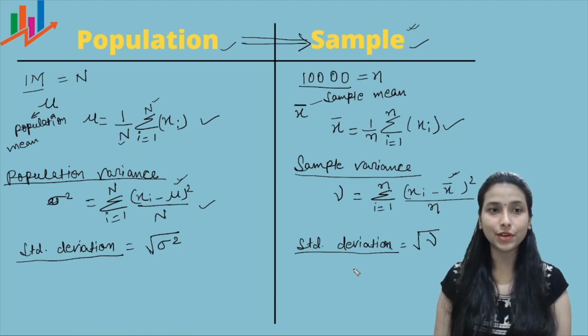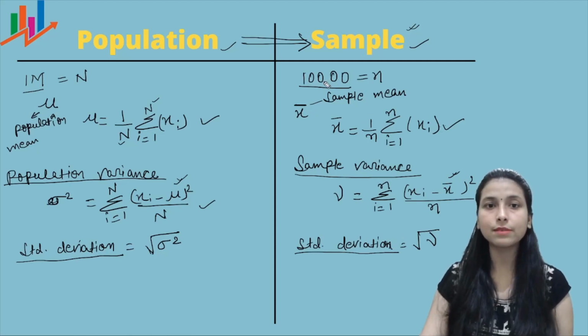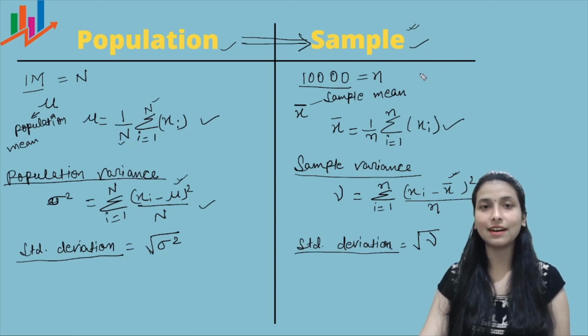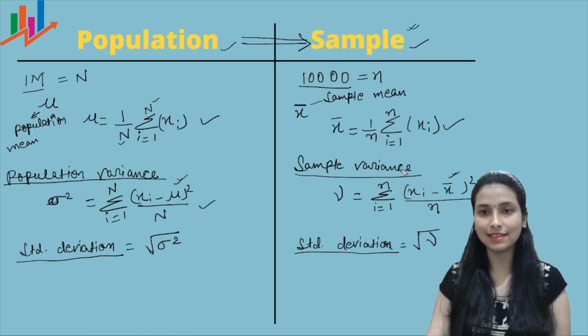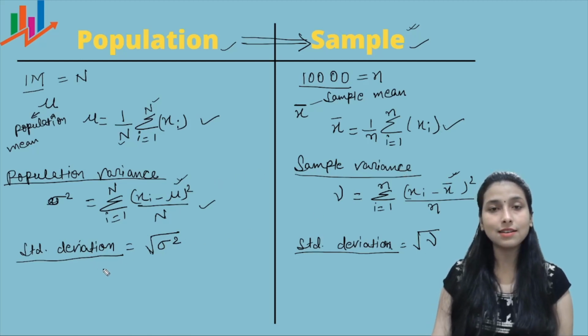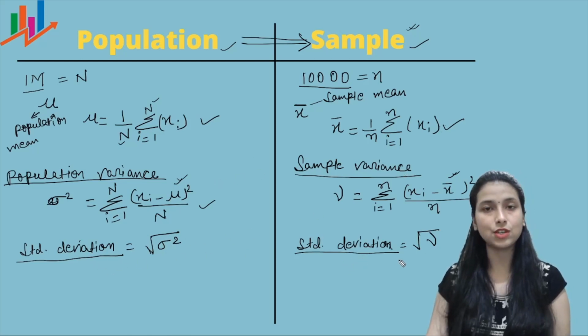That's it for this video. I hope you understood what is population data, what is sample data, and the different formulas to get the population mean, sample mean, population variance, sample variance, standard deviation of population and standard deviation of sample.